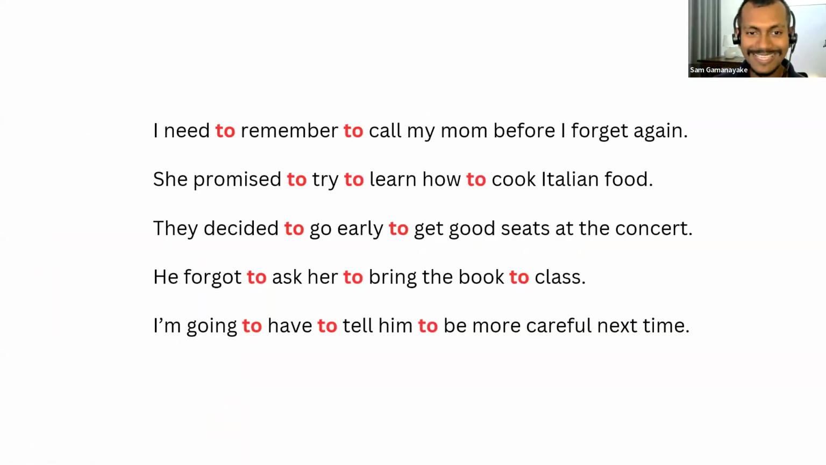I'm gonna go ahead and read these, copy my voice, and be very focused on the "to"s here. I need to remember to call my mom before I forget again. Second one: she promised to try to learn how to cook Italian food. Third one: they decided to go early to get good seats at the concert. And then he forgot to ask her to bring the book to class. Now I am going to have to tell him to be more careful next time.